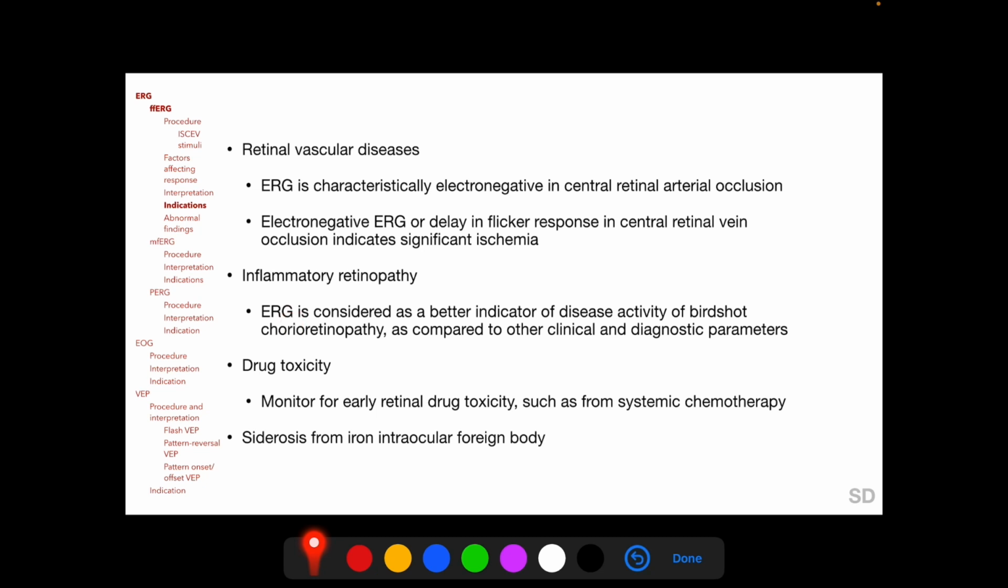ERG is considered a better indicator of disease activity in birdshot chorioretinopathy as compared to other clinical and diagnostic parameters, and the typical ERG response in a patient with generalized retinal inflammation is a high amplitude but delayed peak. Full-field ERG can also be used to monitor for early retinal drug toxicity such as from systemic chemotherapy, and to monitor for the onset of siderosis in an eye with an iron intraocular foreign body.